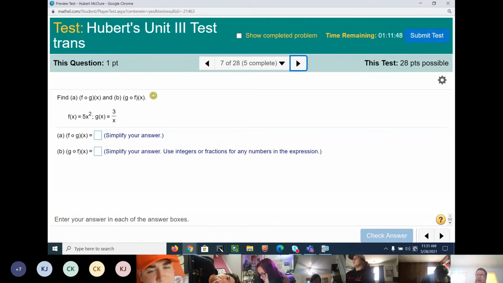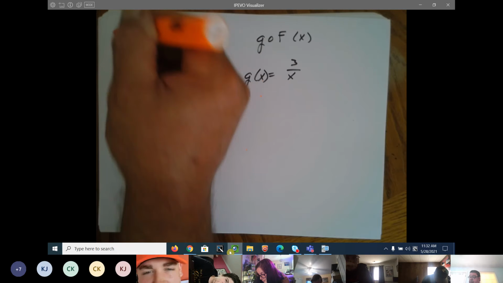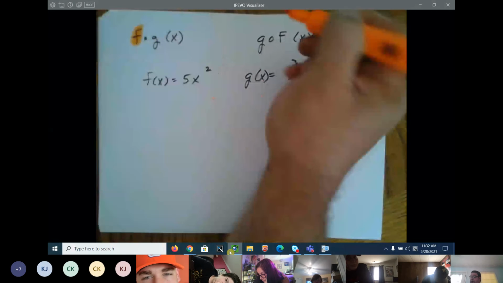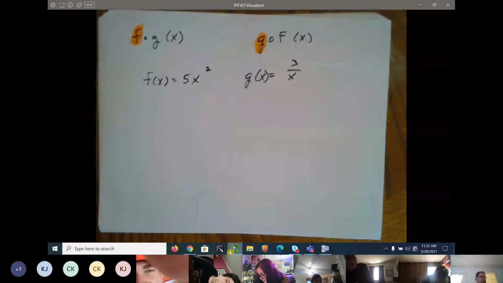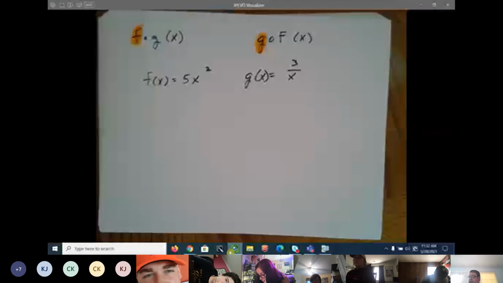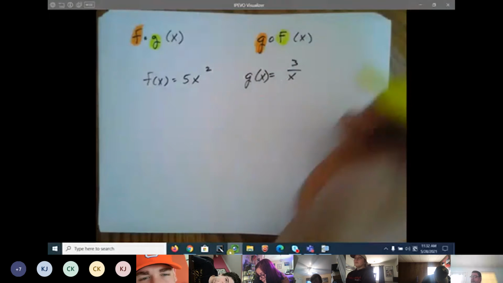F composed of G of X and G composed of F of X. F of X is equal to 5x squared. G of X is equal to 3 over X. Well, that means that I'm going to rewrite F and G with a big set of parentheses and plug in little g and little f.